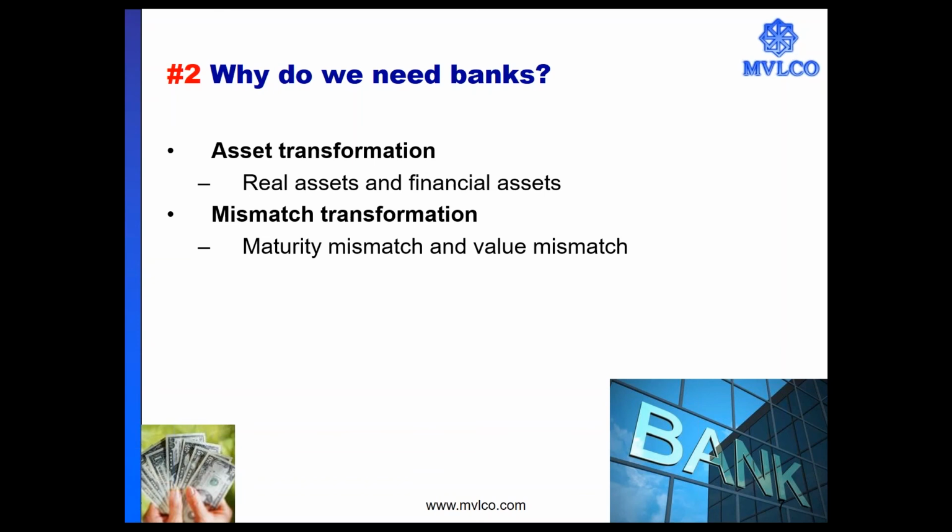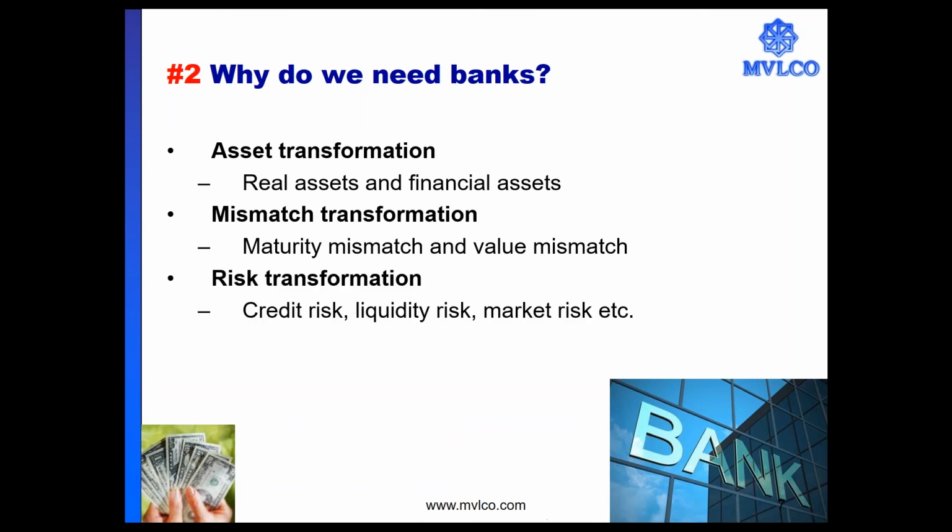The second kind of role a bank plays is maturity transformation. That is maturity mismatch and value mismatch. Now what is maturity mismatch and what is value mismatch? I'm going to discuss that on the next slide. Let us go to the third point, which is risk transformation. Now when parties do transactions with each other, we will face credit risk, liquidity risk, market risk, etc. Again, this point is also what I'm going to take up on the next slide by using an example.